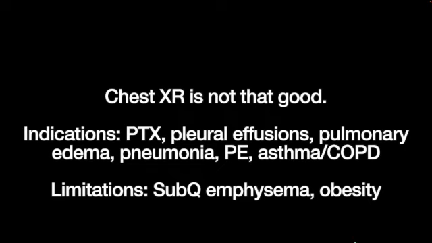It can assist you with various indications like diagnosing a pneumothorax, pleural effusions, pulmonary edema, pneumonia, pulmonary embolism, asthma, and COPD. It has many limitations, particularly in our trauma patients, such as subcutaneous emphysema. If somebody has a rib fracture, there is going to be subcutaneous air, and air is the enemy of ultrasound. You are just not going to be able to see anything past that subcutaneous layer, as air scatters ultrasound beams and they don't make it back to the machine to create an image.